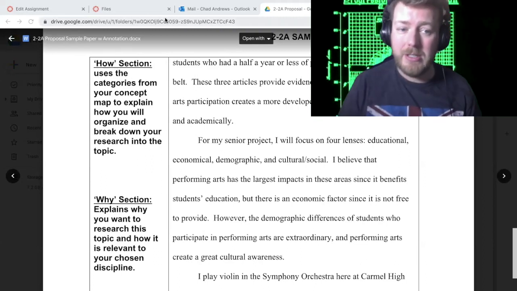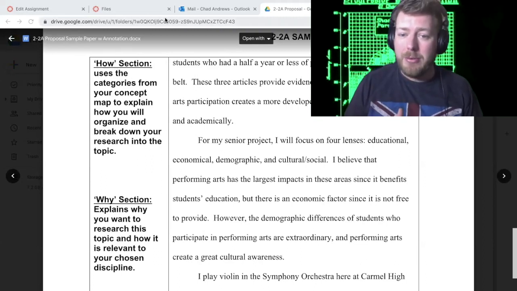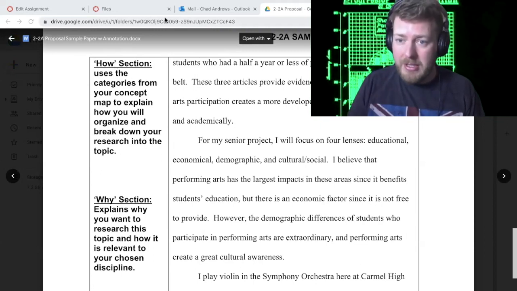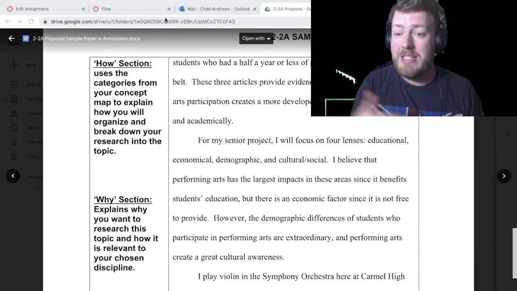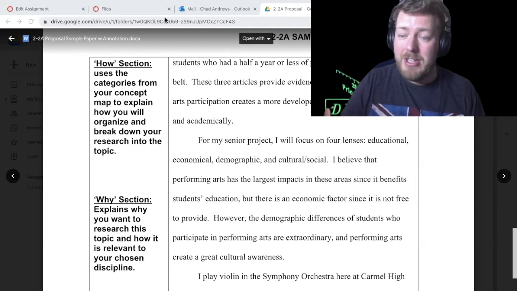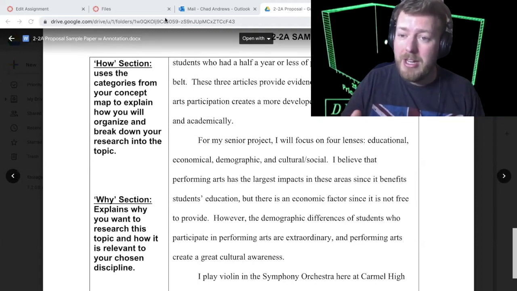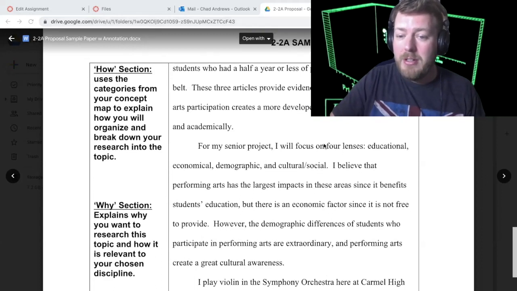The how section is where you use categories from your concept map to talk about how you're going to approach this question. So how you're going to approach this question may have to do with what discipline you chose. For example, let's say you were interested in climate change, but you specifically wanted to look at climate change from its economic standpoint, right? So that's what you're going to mention here. This is the how section.